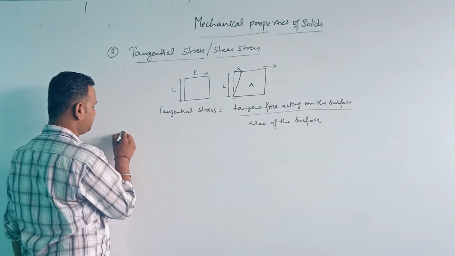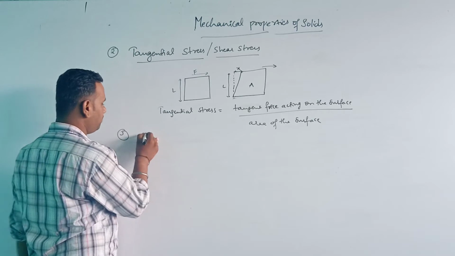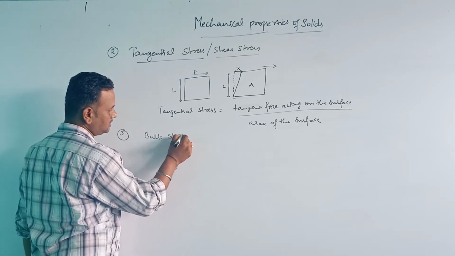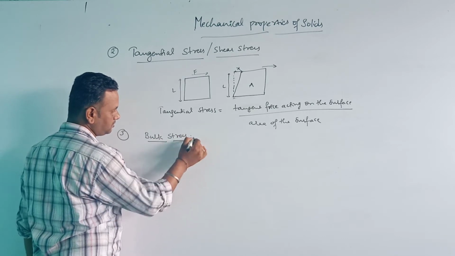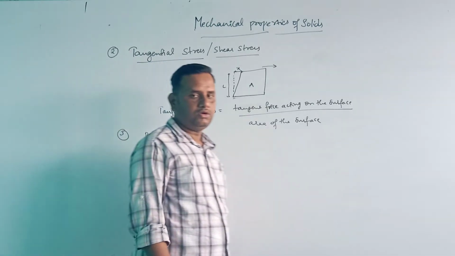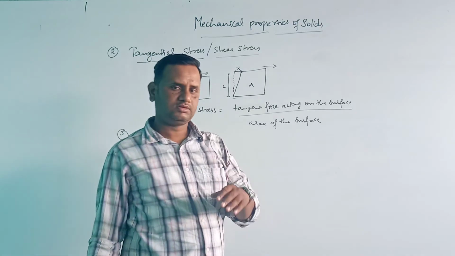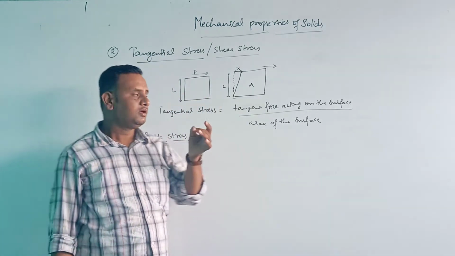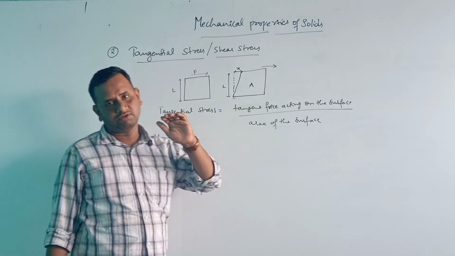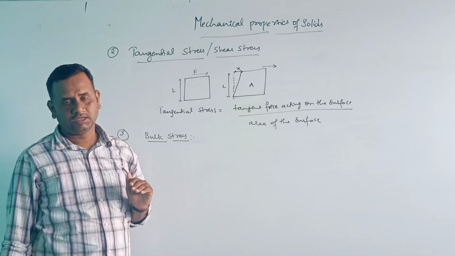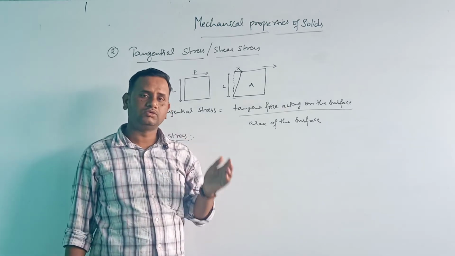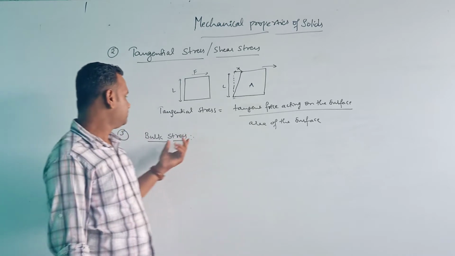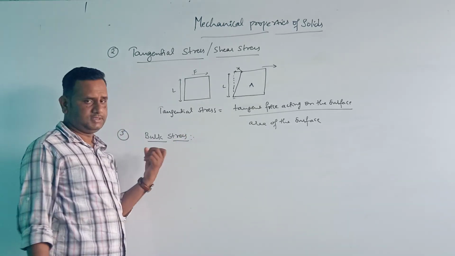Now the next one is bulk stress. Okay. Now, what is this bulk stress? For normal stress, tangential stress, and bulk stress, the definition is common: force by area only. The only difference is how the force is acting on the body. Okay. Now, this bulk stress.